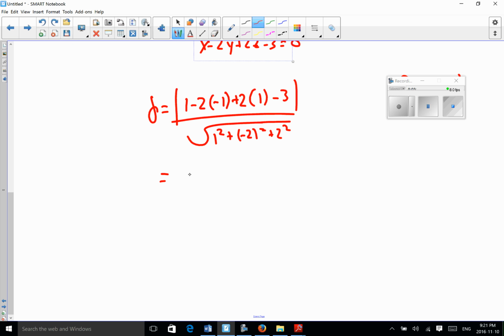Gives us a total on the top of 1 plus 2 plus 2 minus 3, in other words, 2. On the bottom, we get the square root of 9, which is just 3. So the distance between that point and that plane is 2/3. And these are just units, right?